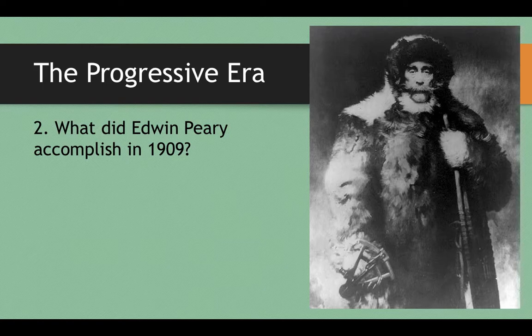Another big human accomplishment that was pretty remarkable: in 1909, a guy named Edwin Peary discovered the North Pole. Now, we always knew that there was a North Pole. You know, we knew the Earth was round, and that if you went far enough north, you'd be kind of at the top of the world, so to speak. But no one had ever been there. No one had ever been able to find exactly where the North Pole was, or even be able to survive in the extremely cold and windy conditions.